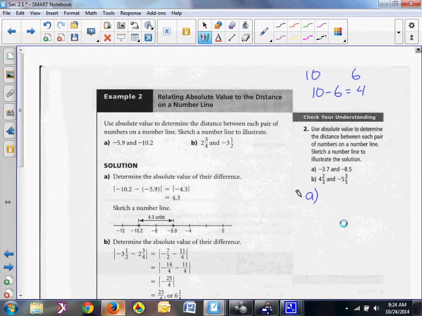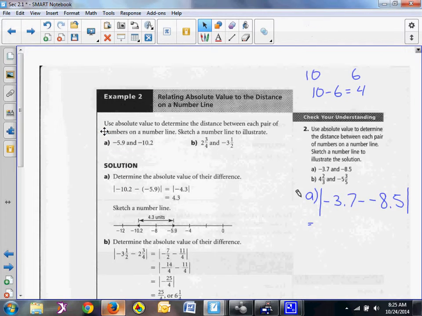So with negative numbers, sometimes you need to think about it, right? Because when we had 10 and 6, I took the biggest number and subtracted the smallest number. So here you're like, well, negative 3.7 is bigger than negative 8.5, even though the number 8.5 is bigger than 3.7. So which one do I put first? Well, that's the beauty with the absolute values, it doesn't matter which number you subtract from which number. We're still going to get the same answer at the end. And I'll show you what I mean by that. So I'm going to take the absolute value of negative 3.7 minus negative 8.5.